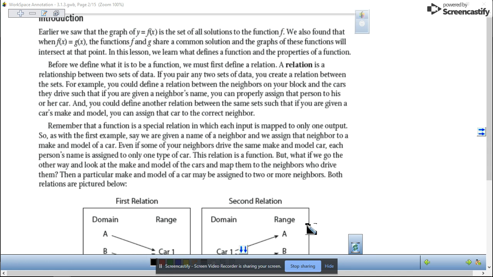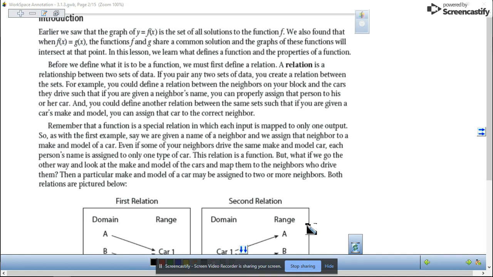All right, guys, we have talked about function notation and we graphed some exponentials and some linear functions. Now we want to talk about what truly makes a function a function. So earlier we saw the graph of y equals f of x is the set of all solutions for that function f. We also found that when f of x equals g of x, the functions f and g, which are just two separate equations basically, share a common solution, and on the graph they intersect at that point.